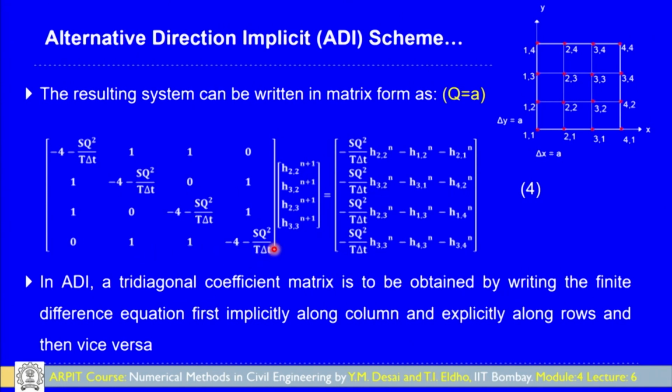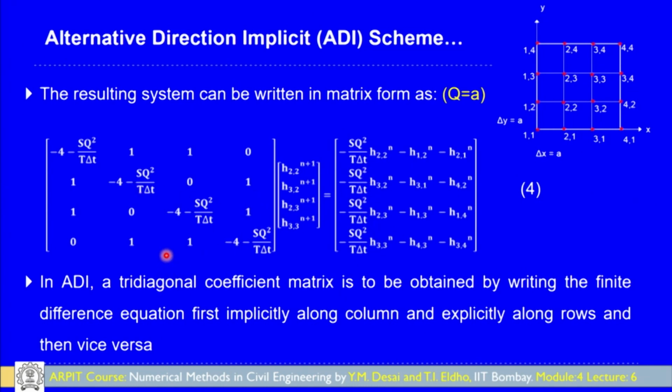1 minus 4 minus s q square by t delta t, and here our unknowns are h22 n plus 1, where n plus 1 is the current time step, h32 n plus 1, h23 n plus 1 and h33 n plus 1. These are the 4 unknowns, and that is written in terms of the previously calculated values or known values. Please remember h21 and h12 are known values. So, these are all the known values either given as boundary conditions or from the previous time. So, we can reformulate this as a matrix form.